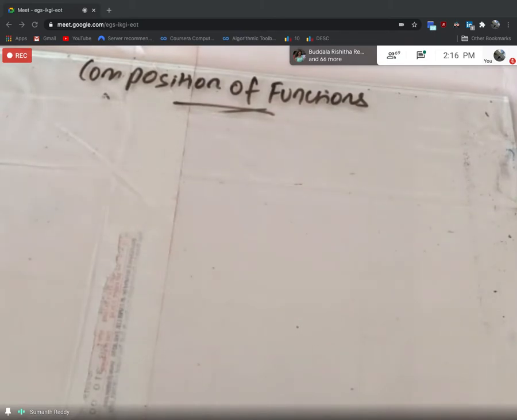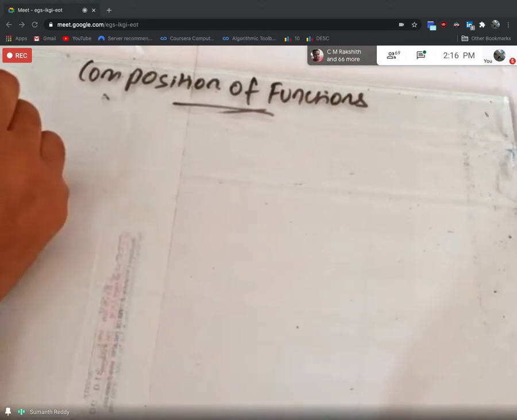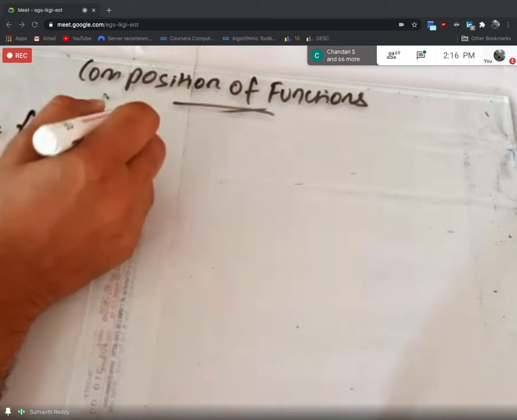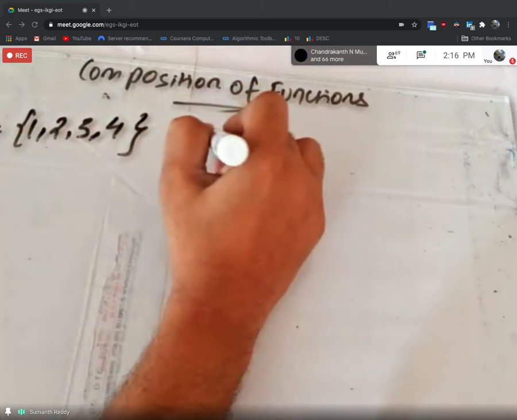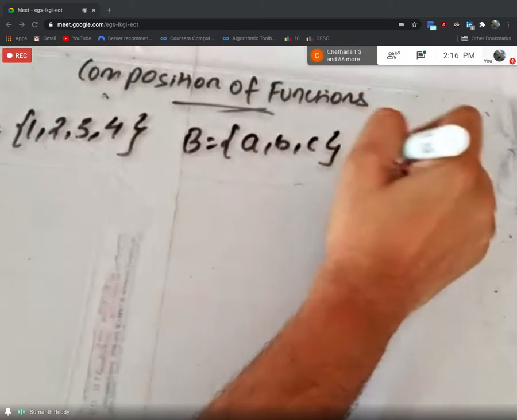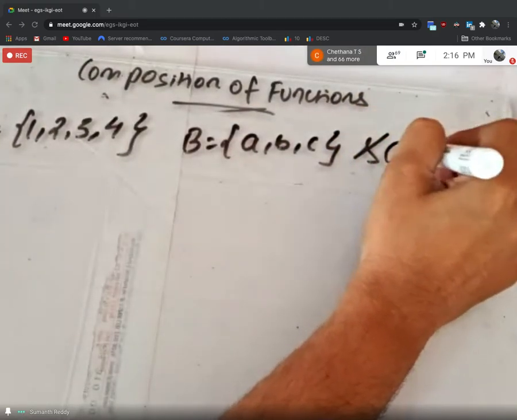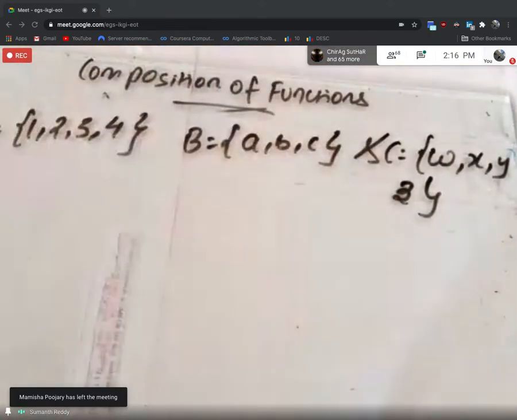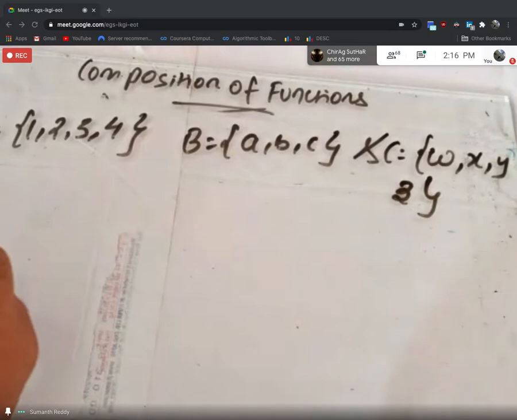The questions will be very simple, so you can easily score the marks if they ask a question on this topic. Let set A be equal to {1, 2, 3, 4}, and let set B be equal to {a, b, c}. And one more set, C is equal to {w, x, y, z}. So these are the elements in these sets.